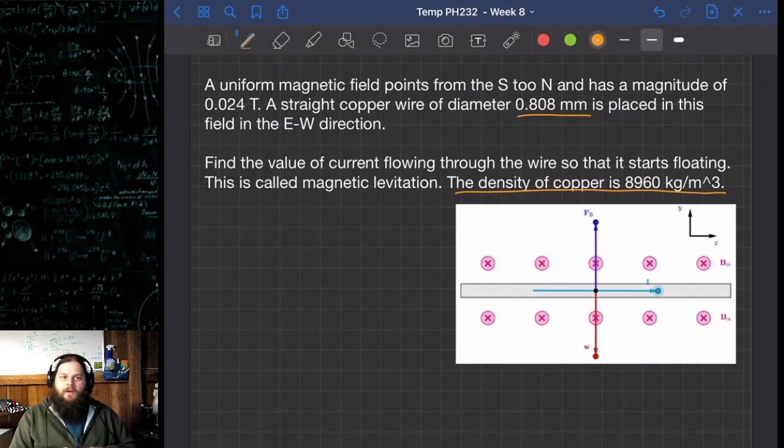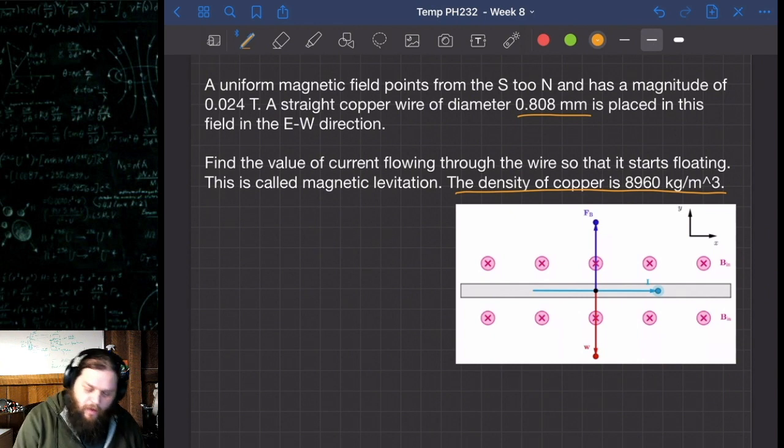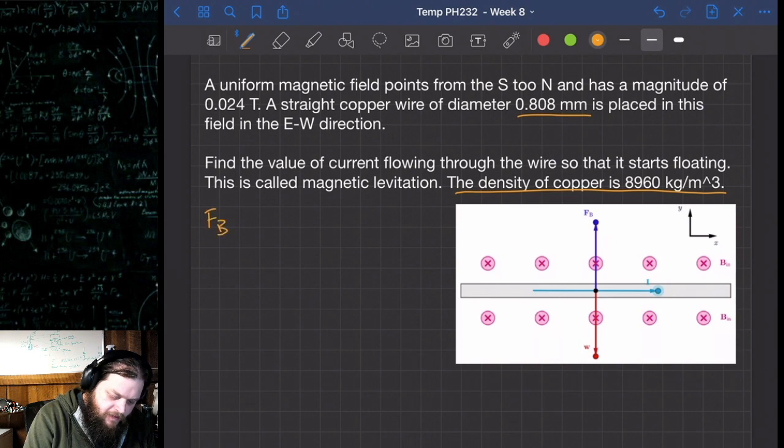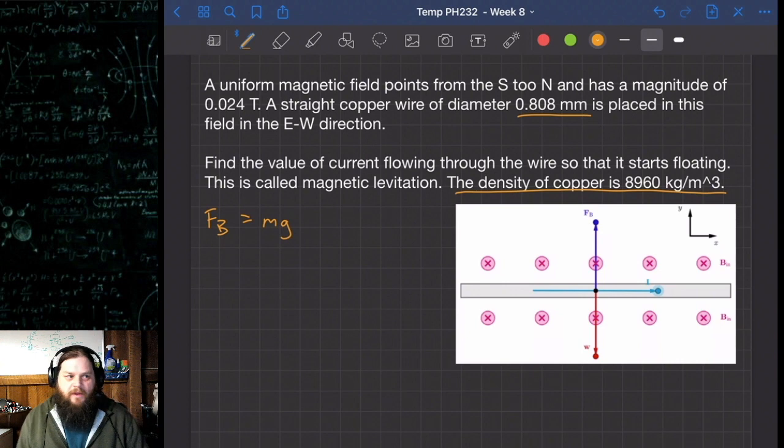And for it to float and stay perfectly still, the magnitude of force from the magnet has to be equal and opposite to the magnitude of the weight, or gravity, pulling it down. So we can say that the magnetic force is equal to mg, the mass times gravity.